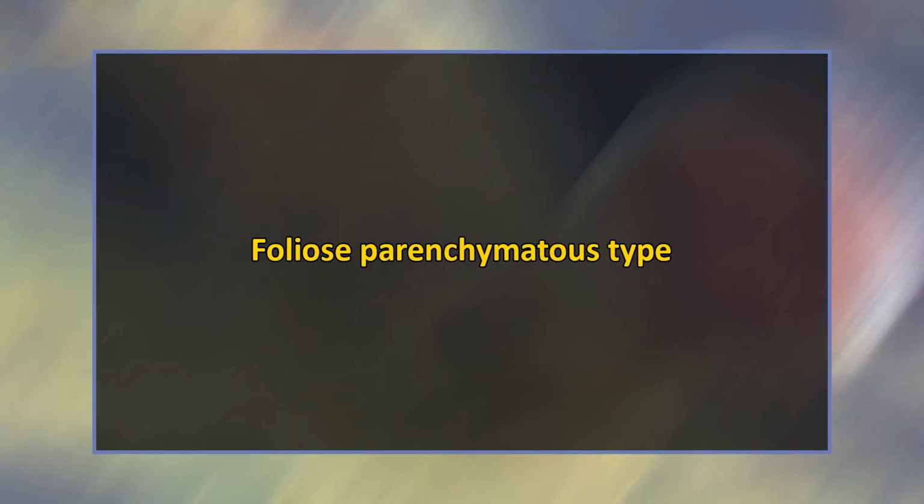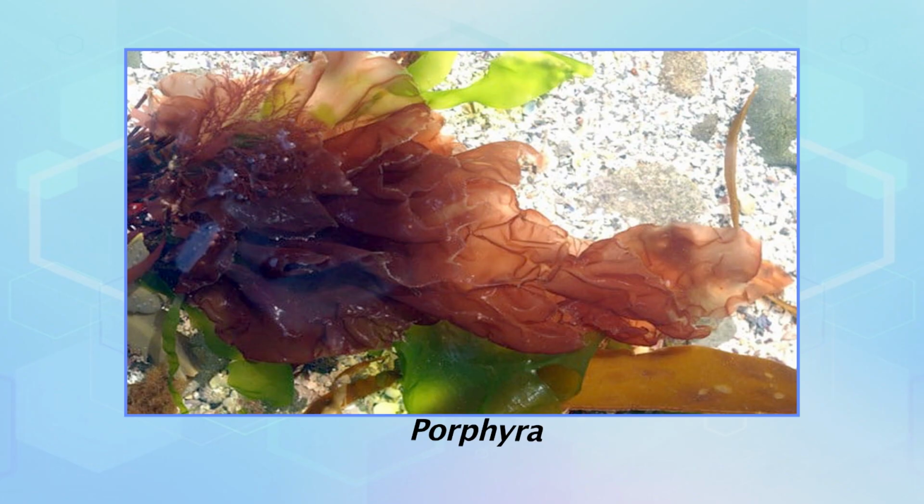10th, foliose parenchymatous type. A membranous or foliaceous body results if the cells of a filament divide in two planes, that is, transversely and longitudinally, for example, Porphyra.